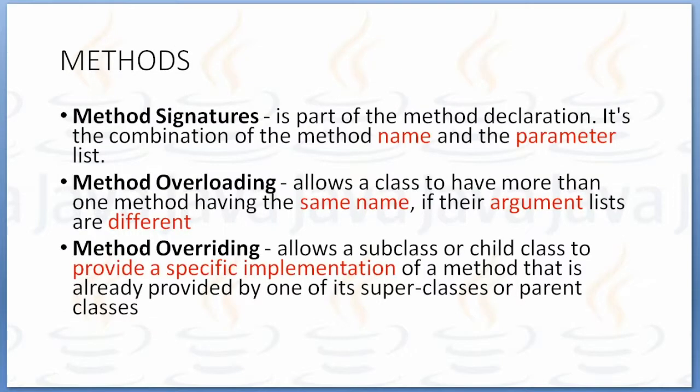Alright, so we're going to start off with methods. Method signature is a part of the method declaration. It's the combination of the method name and the parameter list. The highlights in red are key terms to help you remember the definition of the terms. Method overloading allows a class to have more than one method having the same name if the argument lists are different. Method overriding allows a subclass or child class to provide a specific implementation of a method that is already provided by one of its superclasses or parent classes.